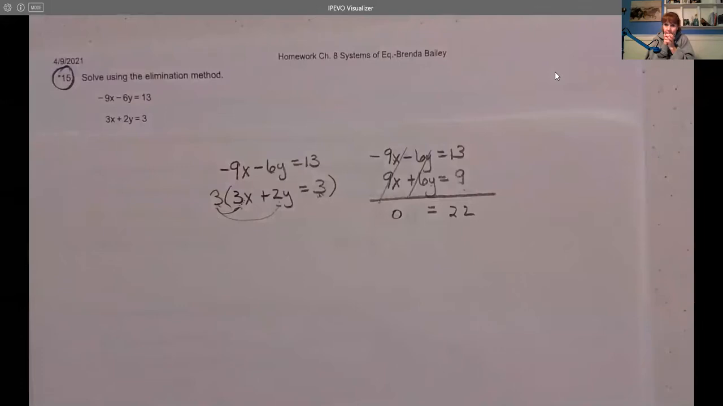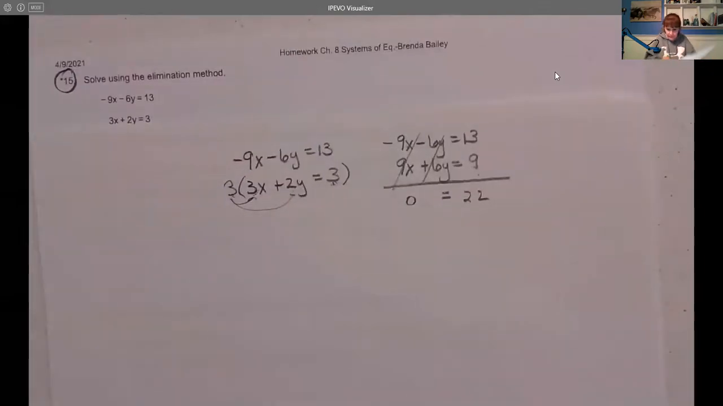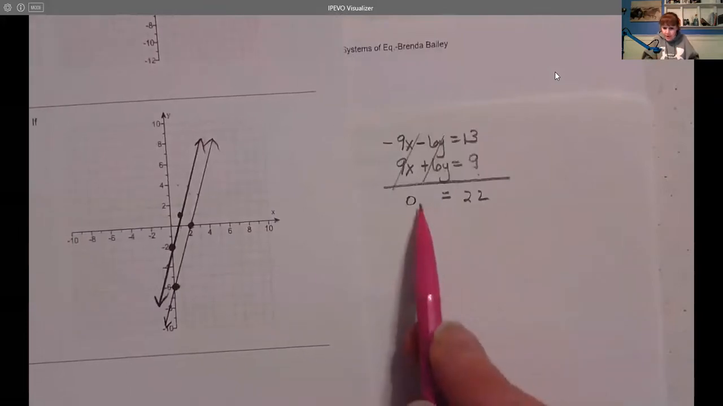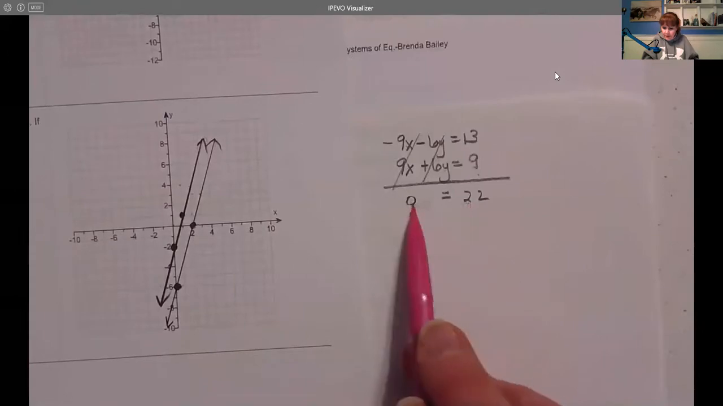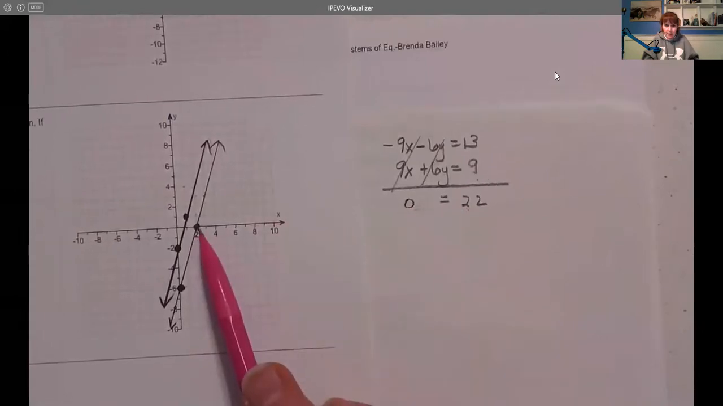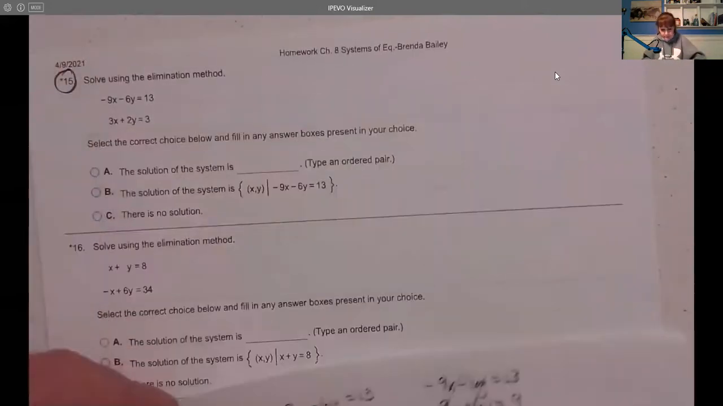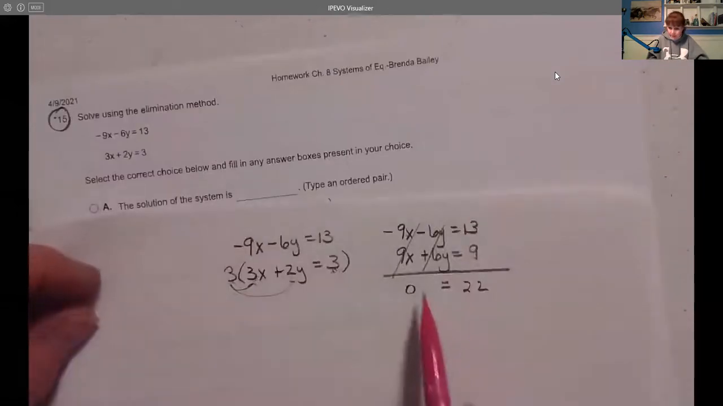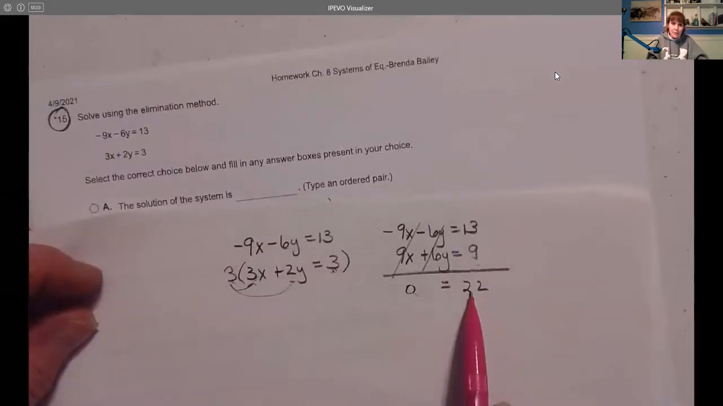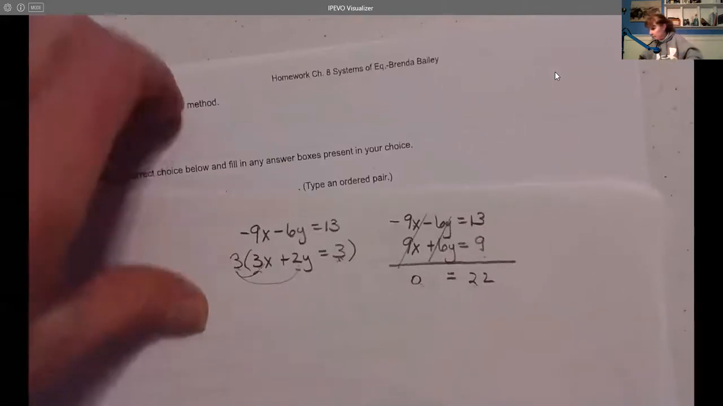Does 0 equal 22? No, it doesn't. So what this means is that your solutions, if it's a false statement, rather than being infinite as when it's true, here it's false. That means they're parallel lines, which means there's no solution. There is no solution because that's false. It means the lines are parallel if you graphed them. Okay, so those are only 2 special cases.